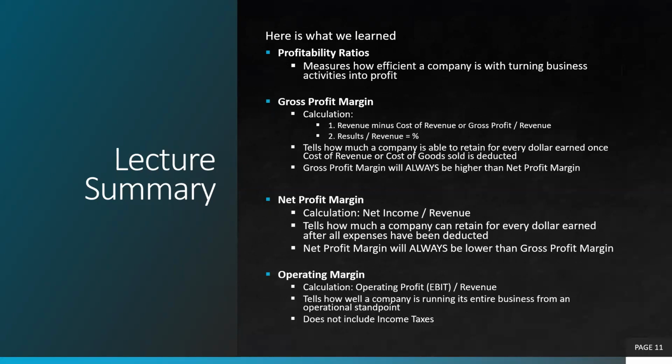Your gross profit margin will always be higher than your net profit margin. With your net profit margin, you're taking net income, dividing that by revenue, and that tells you how much a company can keep for every dollar it has earned after all expenses have been deducted. Net profit margin should always be lower than the gross profit margin because it's taking into consideration all of the expenses. And the operating margin tells how well a company is running its entire business from an operational standpoint and does not include income taxes.